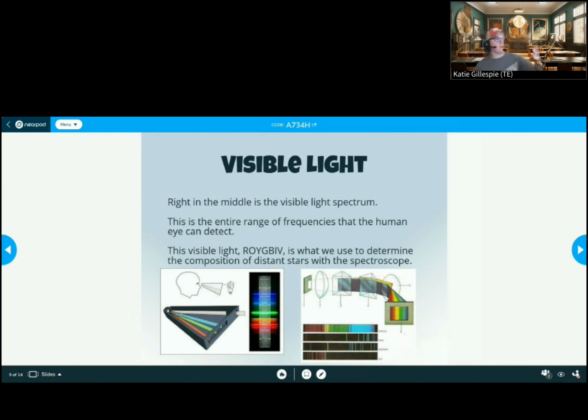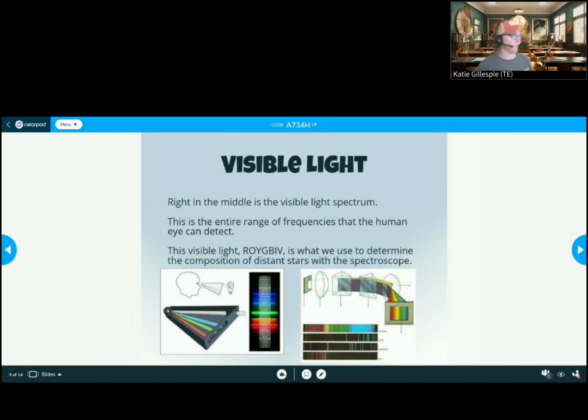Right in the middle is the visible light spectrum of the electromagnetic spectrum, and this is the range that the human eye can see. Roy G. Biv, you've heard of that. There was talk at one time about actually removing indigo. I don't know if they actually followed through with that. I don't think they did, but that'd be weird.